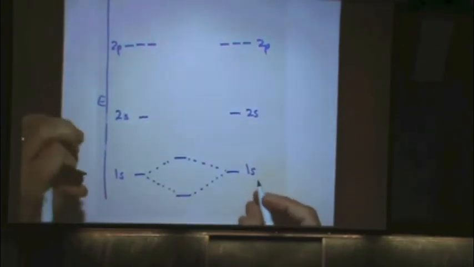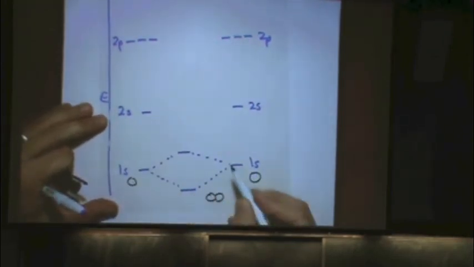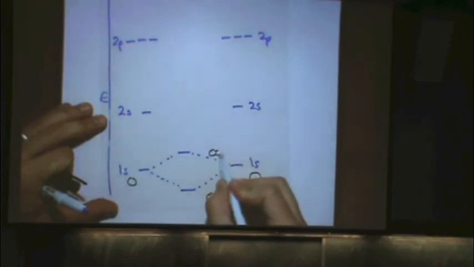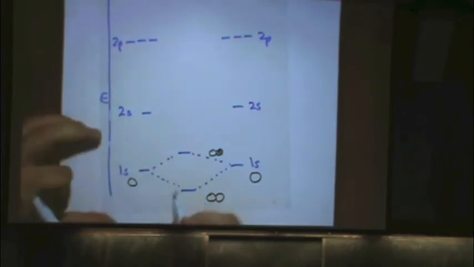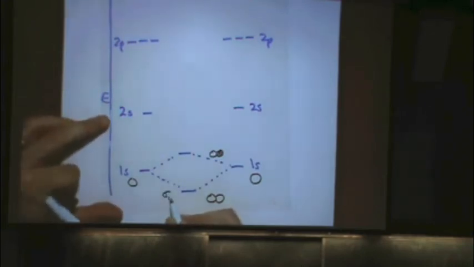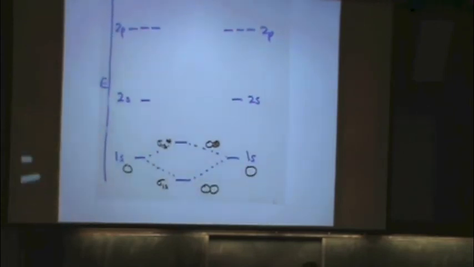Remember, the 1s orbitals are spherical. So when they come together in bonding, it will look like this. When they come together in anti-bonding, they'll be opposite phase, or destructive interference. And so we name them the sigma 1s and the sigma 1s star. Hopefully that should look identical to everything you've seen before as far as molecular orbitals. The template's going to look the same.